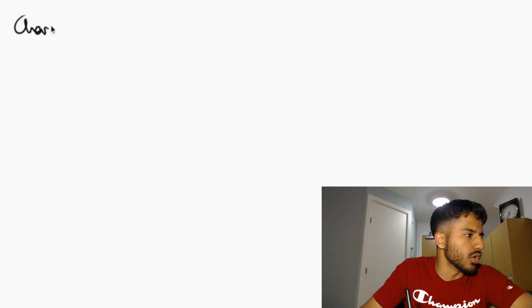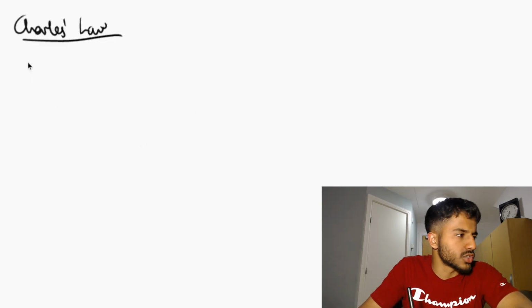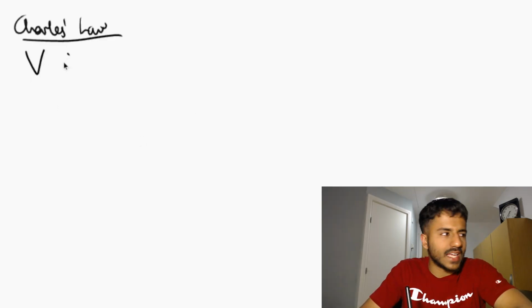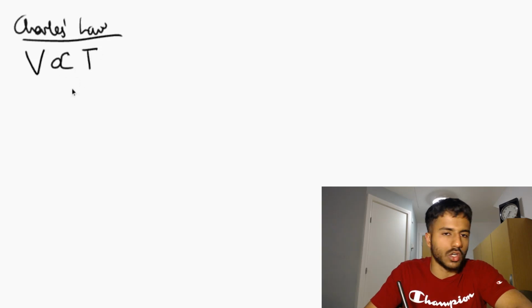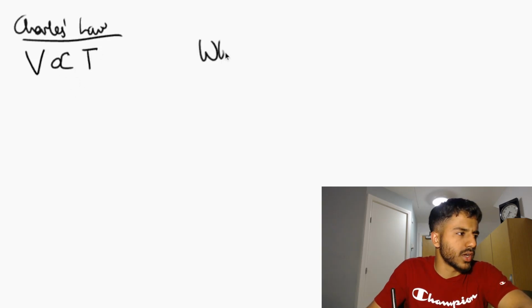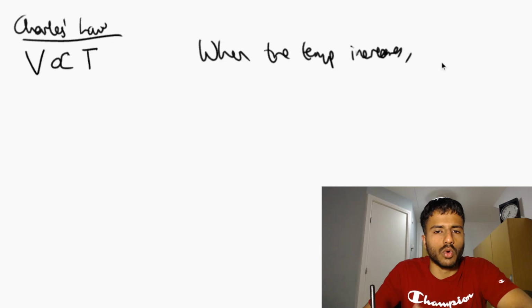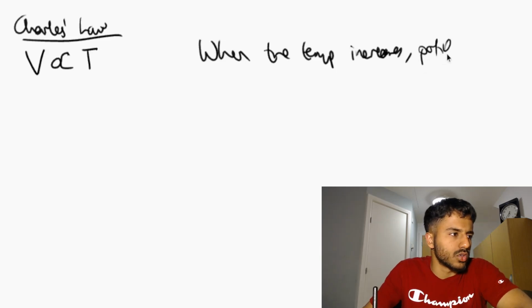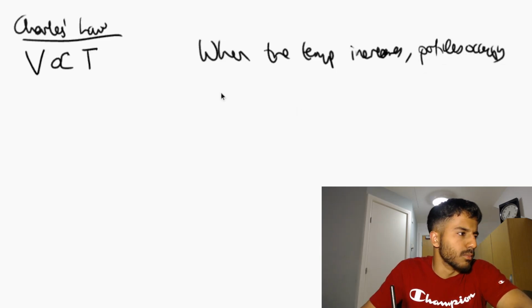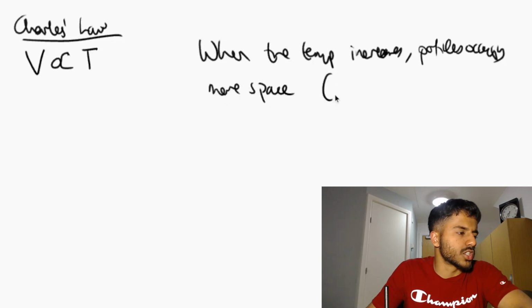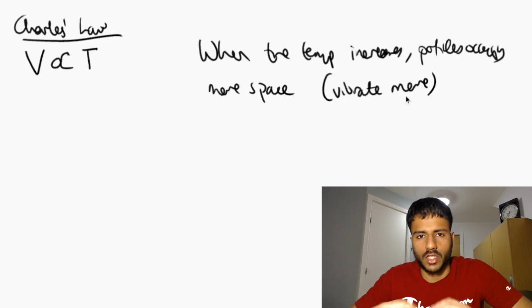Now the second law is Charles's law. Now Charles's law states that the volume occupied by a gas is directly proportional to the temperature of the gas. And that makes sense because when the temperature increases, we know that the particles have more kinetic energy, so the particles occupy more space. And that's because you can say that they vibrate more or move around more, so take up more space.